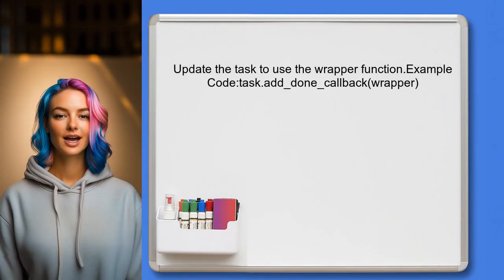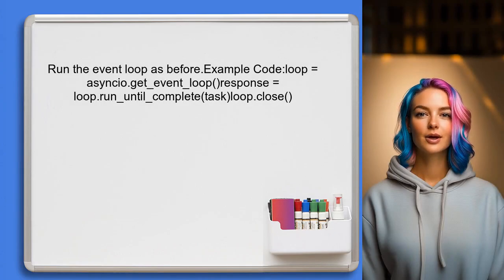Next, the user should update the task to use this wrapper function. This way, when def completes, the wrapper will invoke defb correctly. Finally, the user can run the event loop as before. This ensures that both def and defb are executed in the correct order, with defb being awaited properly.